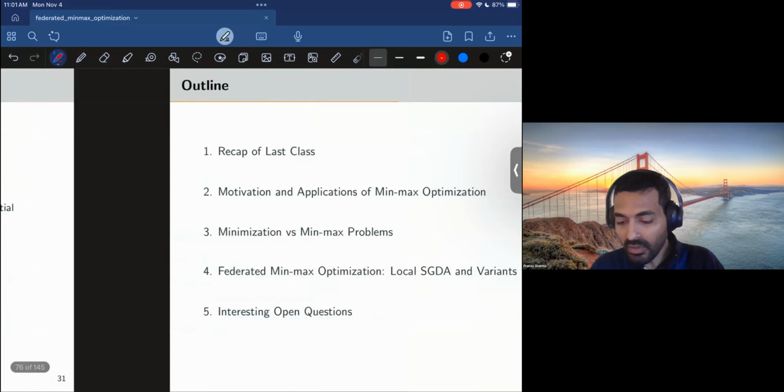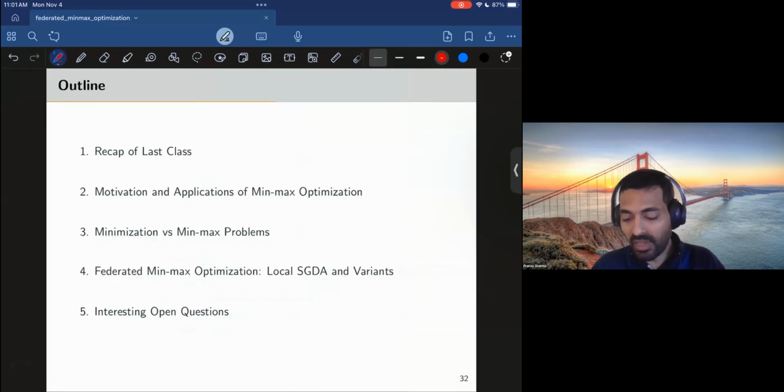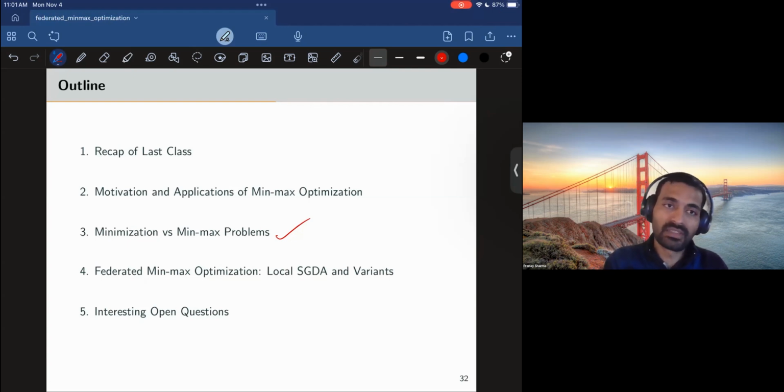Okay, so this was the comparison between min-max and minimization problems. Next, we'll go to solving specifically two classes of min-max problems in a federated setting. We'll look at a simple algorithm which slightly generalizes GDA and see what kind of results we can get.